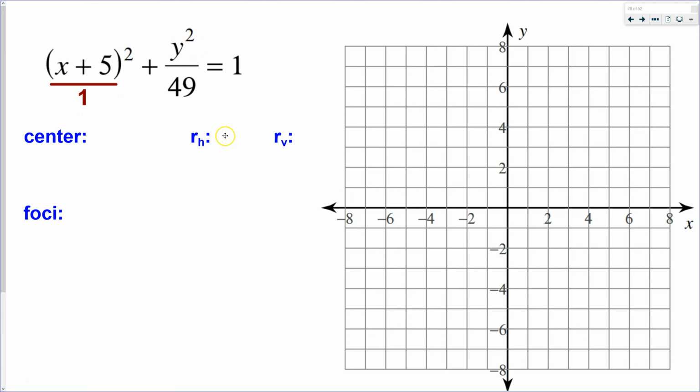Take the square root of that for our horizontal radius. Square root of 1 is 1. Square root of that is 7. So if we put all that information together, we get that: our center -5, 0, horizontal radius of 1, vertical radius of 7. So tall and skinny, we can go ahead and draw it.